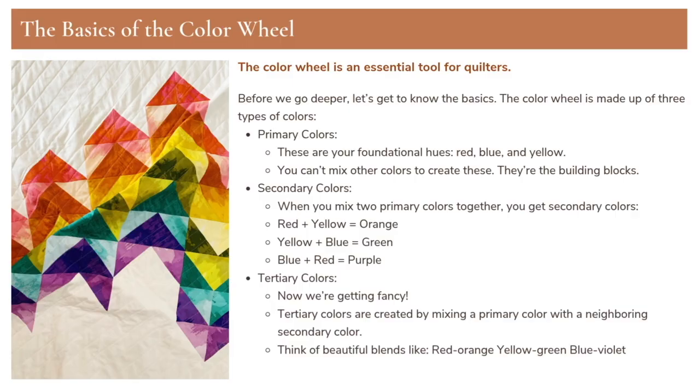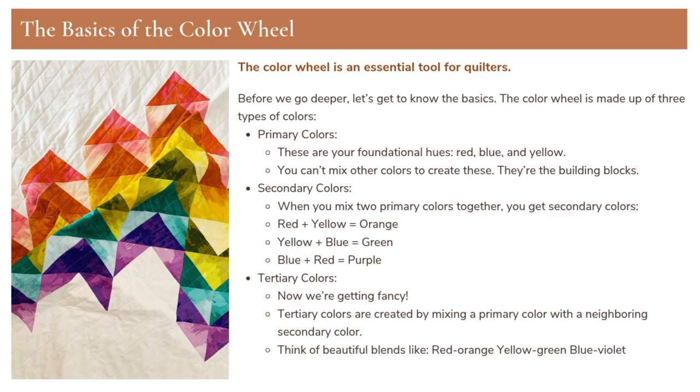So then we have our secondary colors. Again, we learned about these in grade school. They're part of what make up the rainbow. Red and yellow mix together to make orange. Yellow and blue make green. Blue and red make purple.